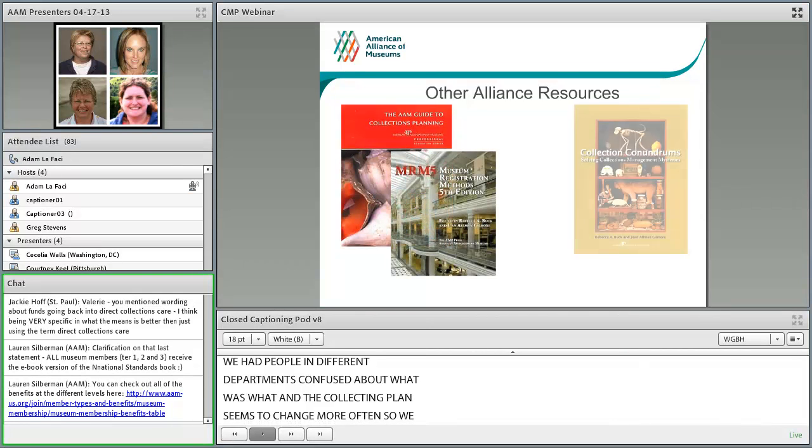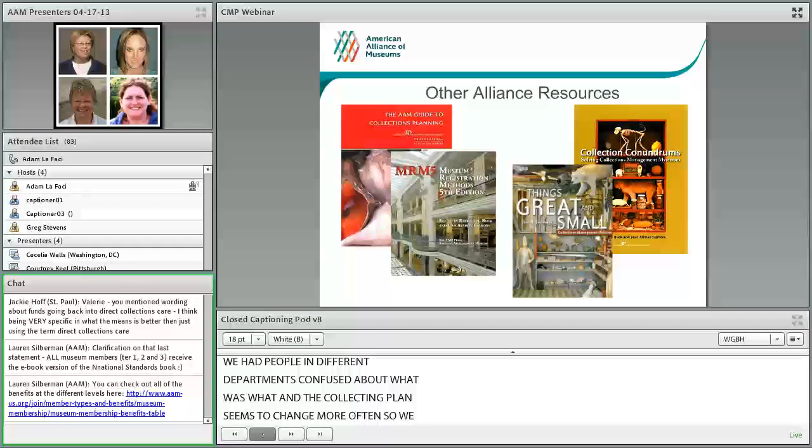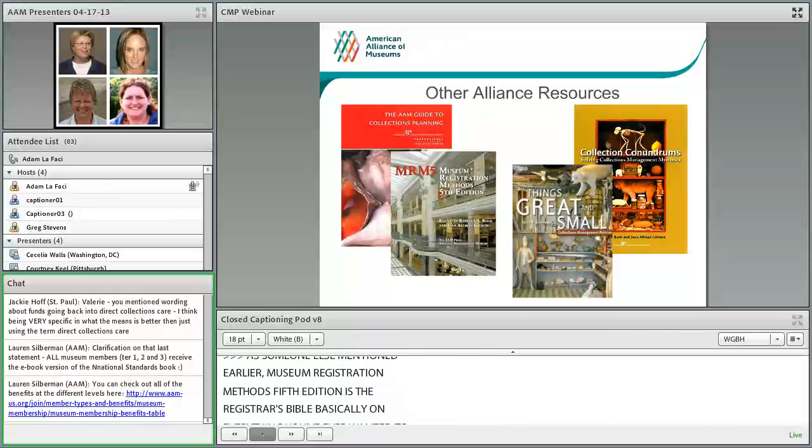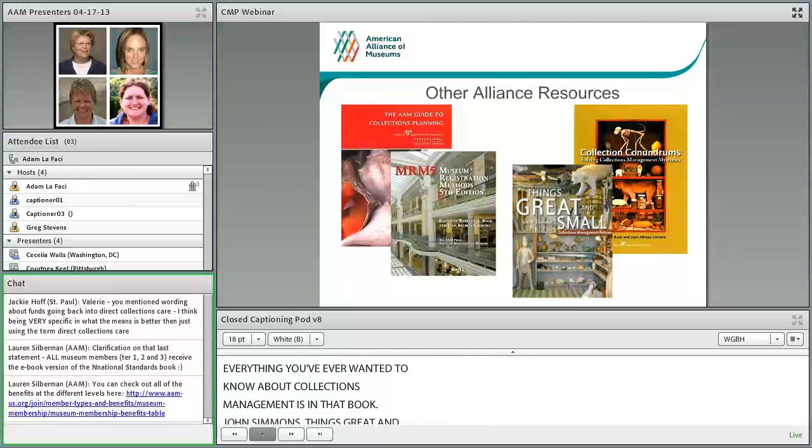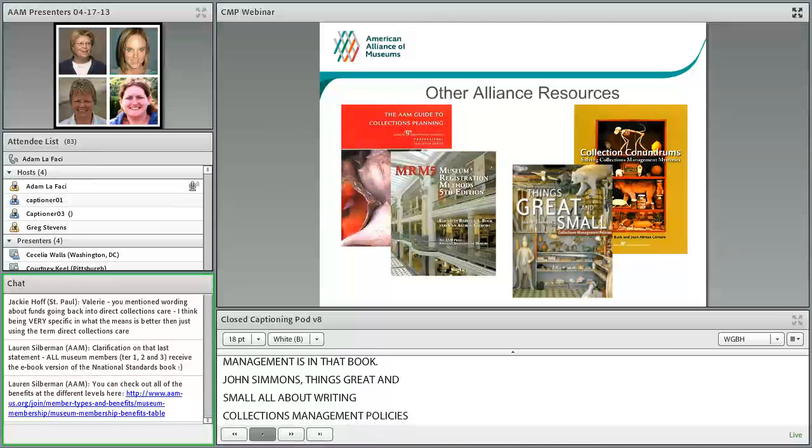Thank you. As someone else mentioned earlier, Museum Registration Methods, 5th edition, by Rebecca Buck and Jean Gilmore is the Registrar's Bible, basically. Everything you ever wanted to know about collections management is in that book. John Simmons' Things Great and Small, all about writing collections management policies, is a very helpful resource. And then Collections Conundrums, a great read for those of you interested in quirky collections-related issues. A lot of good information in that book as well. As I said, these are available in the AAM bookstore.